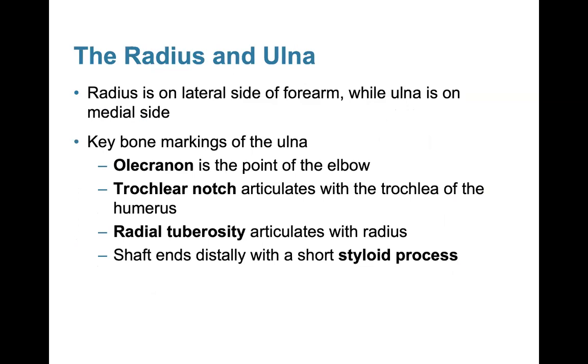So the radius and the ulna: the radius is on the lateral side of the forearm, while the ulna is on the medial side. Again, this is in anatomical position. So in anatomical position, your thumbs are pointing outward. Key bone markings on the ulna: we have the olecranon. This is the point of the elbow joint. The trochlear notch articulates with the trochlea of the humerus. The radial tuberosity will articulate with the radius. And then the shaft ends distally with a short styloid process.